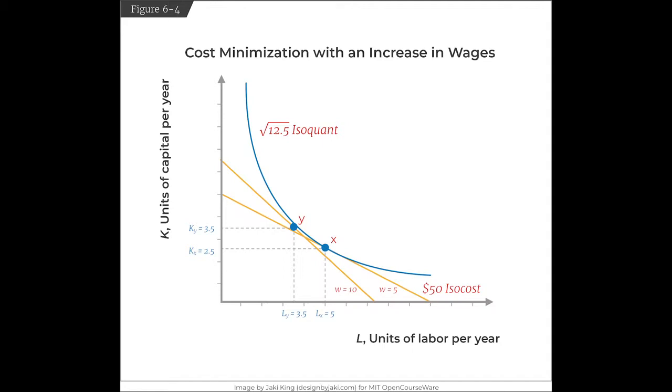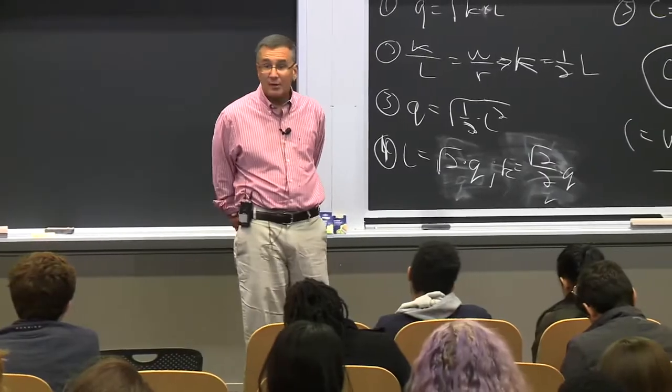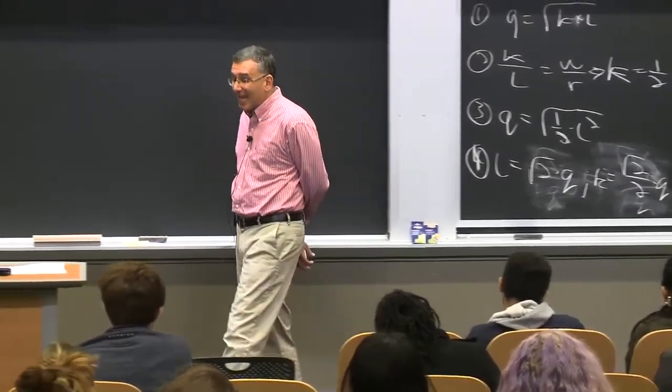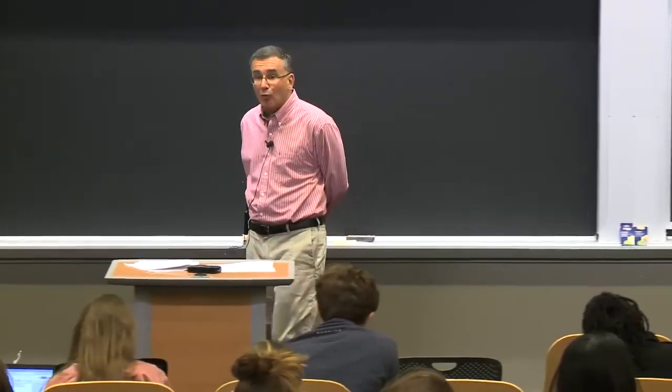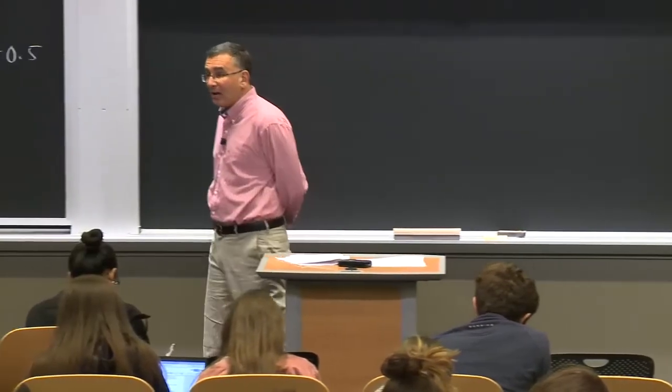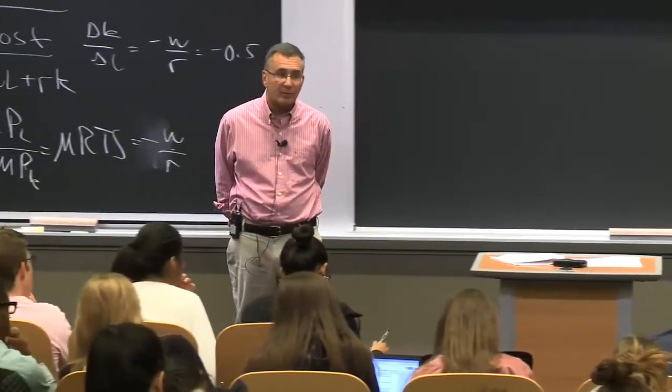Think about it graphically: you're looking for the tangency between this curve and the line. The slope of the line just got steeper. Therefore, you must move to the left on the curve. It's the same proof as we used for why the substitution effect was always non-positive. Okay? It's the same intuition we use for why a rise in the wage rate will lead you to hire fewer workers and more machines.